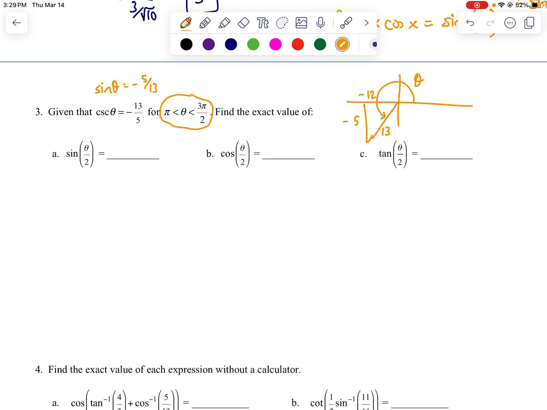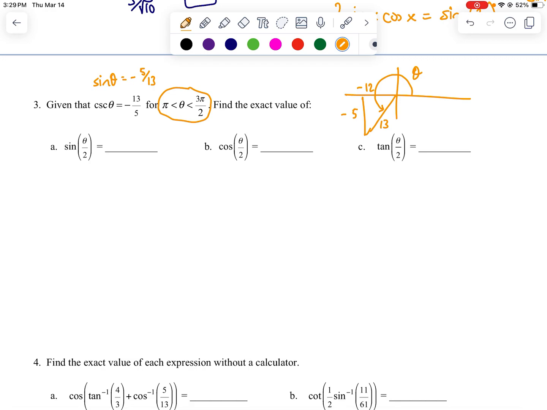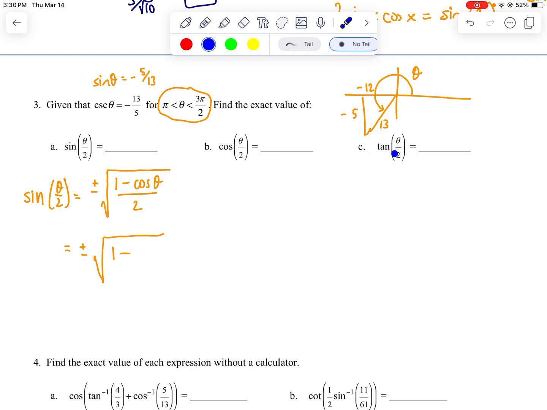Now, what you need to be careful of on these problems is, again, that plus or minus. If I want to find the sine of the angle cut in half, I pull out my sheet. It's plus or minus the square root of 1 minus the cosine of the angle, divided by 2. So that's going to be the square root of 1 minus the cosine, and coming back to my original angle theta, the cosine is negative 12/13, over 2. Now, the question is, which of these should I pick?